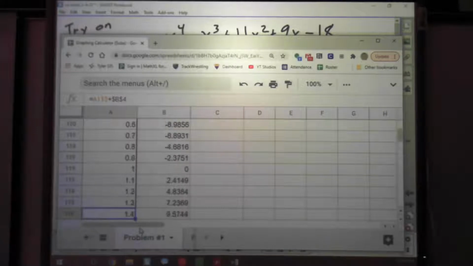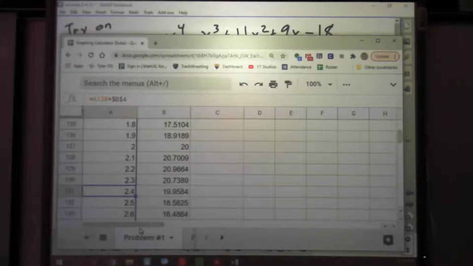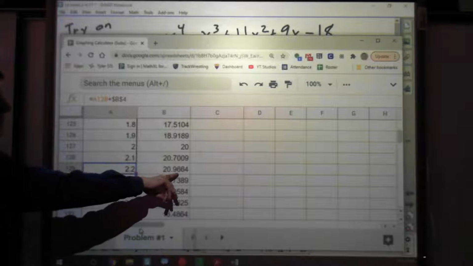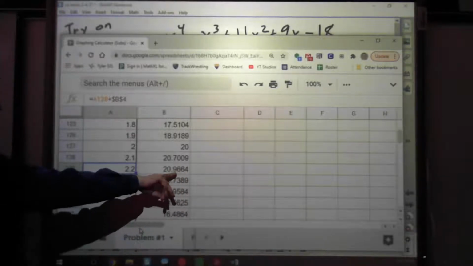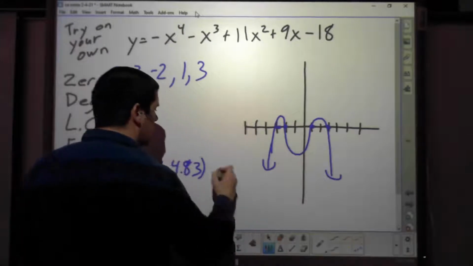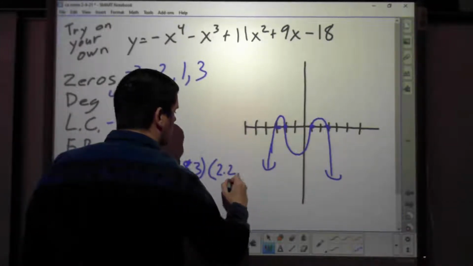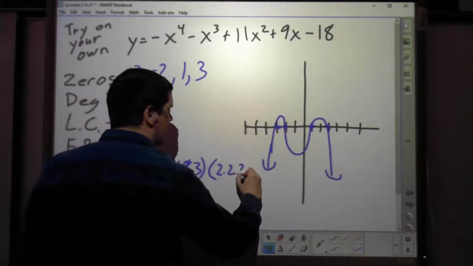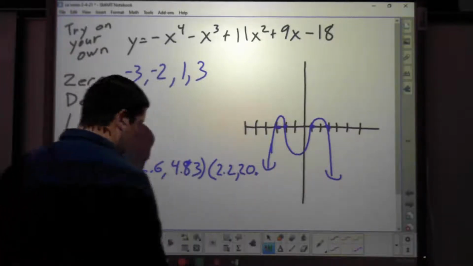I'm going to stay consistent here and just make sure we're finding the maximum. So in between, we can see we get up around 20. I have a few more in the 20s, and then that guy's back to 19. So I'm looking for that highest right here, 20.966. Again, if you said 20.97, makes sense to me. But we can see our other maximum is 2.2 comma 20.96.